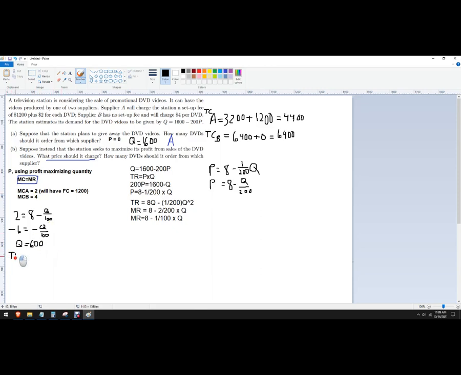Okay, my total revenue, if I do that, 600. Oh, I need to figure out the price, sorry. So I'm going to plug in 600 into this function right here. So that's going to be P equals 8 minus 600 over 200, which is the same as saying 3. So price would be 8 minus 3, which would be 5.